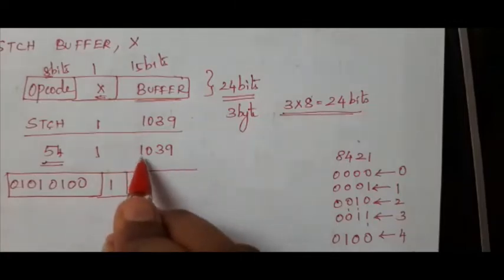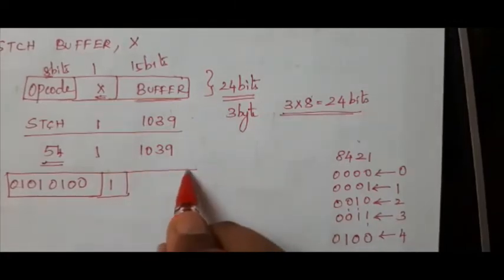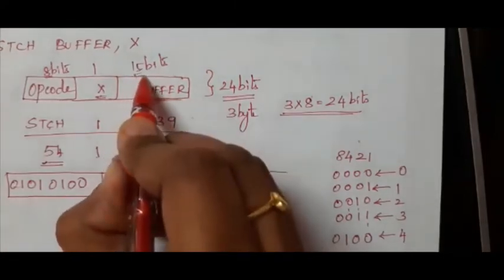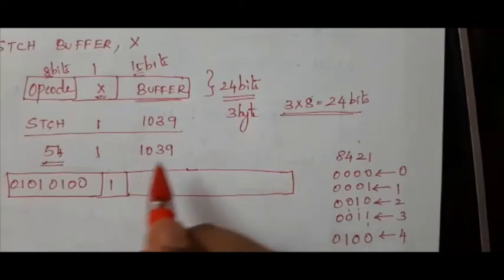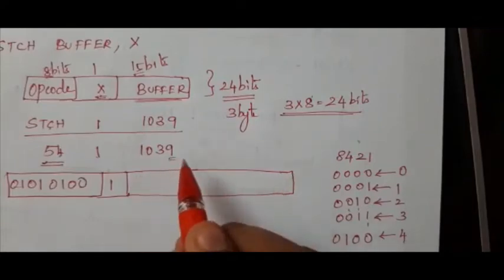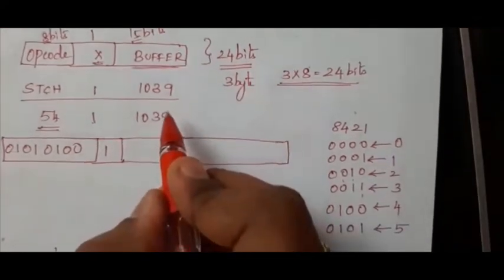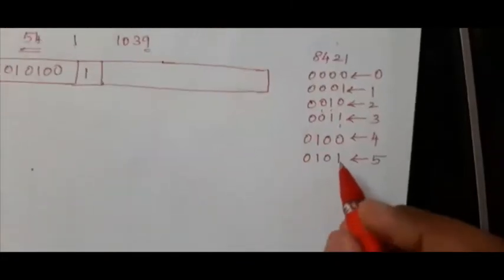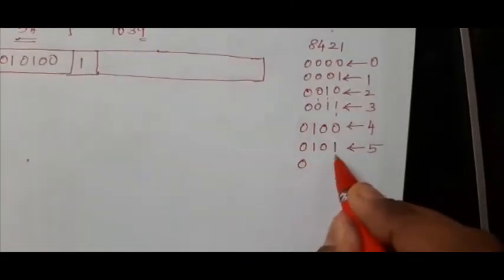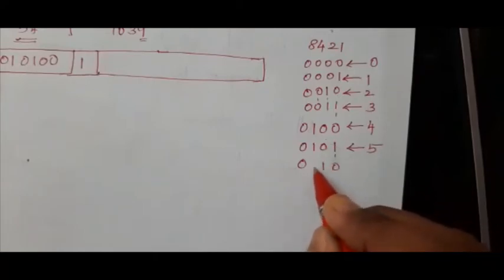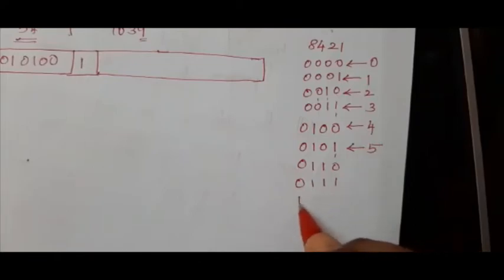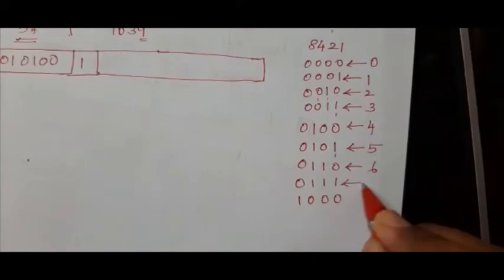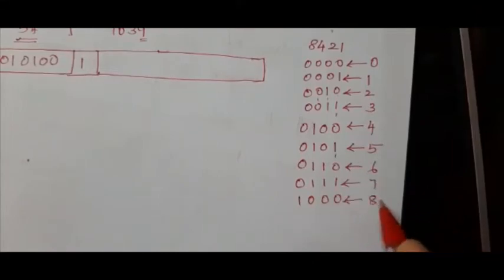And 1039, how do we write it? Since it occupies 15 bits, it should not exceed 15 bits. So 1039, start from here, 9. What is the value of 9? Shall we write it here? 0 1 0 1 0 0 0. So this is 6, this is 7, this is 8.